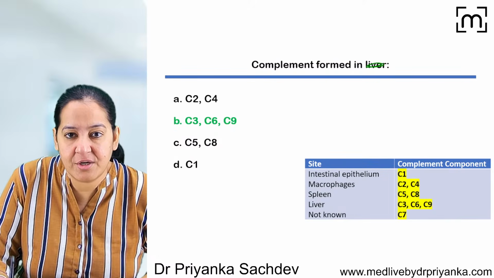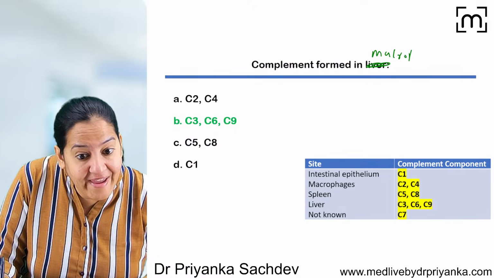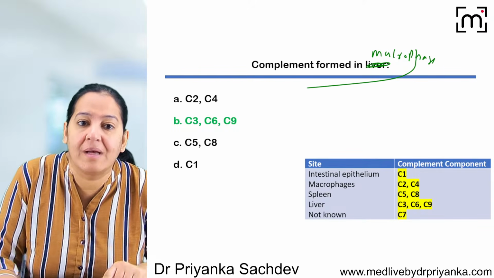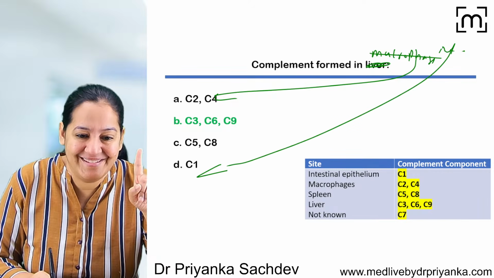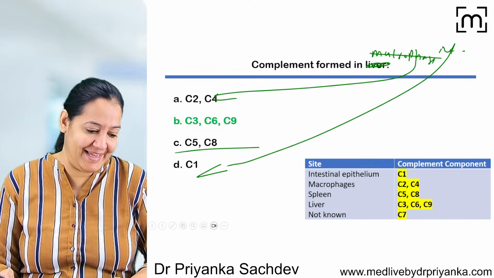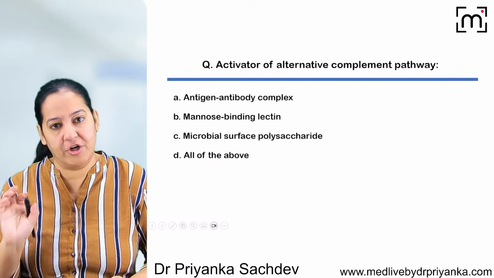If I change the question, instead of liver I say macrophage, it will be multiples of 2, so the answer will be C2, C4. If I say the intestine, the answer will be multiple of 1. And if I say spleen, it's C5 and C8. C7 is unknown. So you get questions on that.